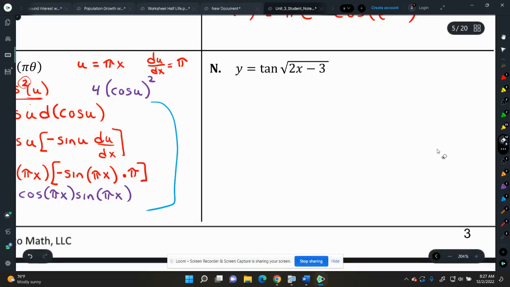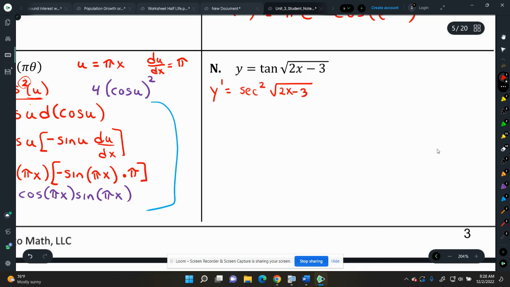Okay, so I'm going to try doing U substitution, okay? So this is an outside inside. I'm sorry, I didn't mean U substitution. I'm going to try and do outside inside. So y prime, what's the outside? The tangent. So it's secant squared.